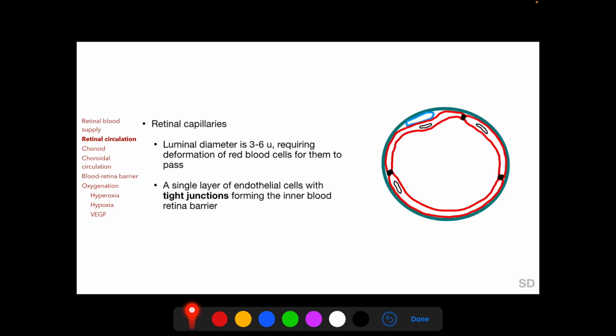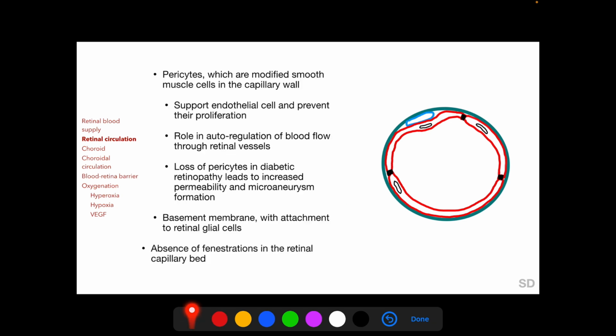The retinal capillaries have a single layer of endothelial cells with tight junctions between them. These tight junctions form the inner blood-retinal barrier, which is very important to remember. A basement membrane surrounds the endothelium, and retinal glial cells attach to this basement membrane. Pericytes are present between the endothelial cells and the basement membrane, and these pericytes are modified smooth muscle cells. Pericytes support endothelial cells and prevent their proliferation.